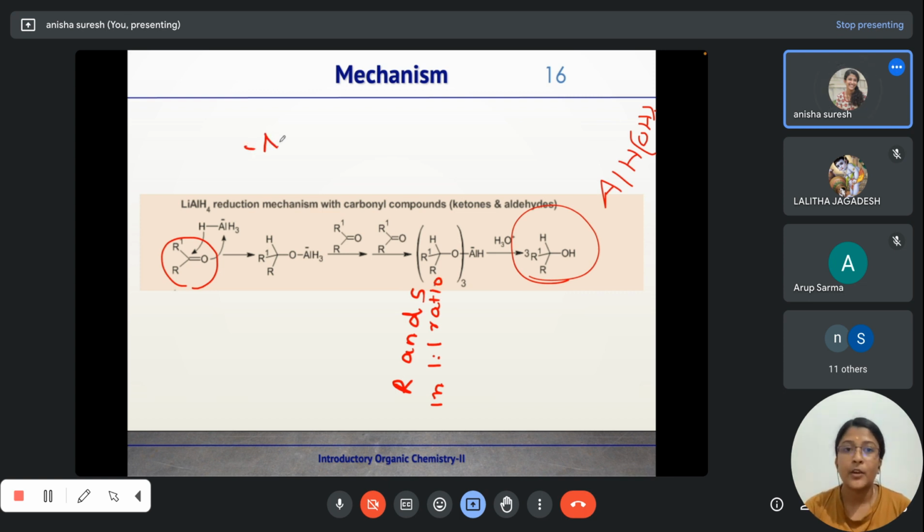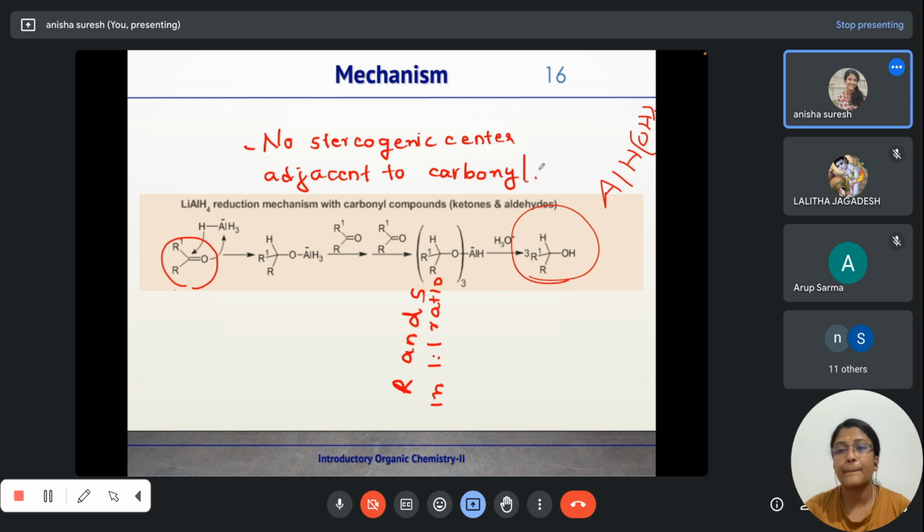One reason is no stereogenic center adjacent to the carbonyl. That is why addition can take place from both the Re face and the Si face. So it will result in both R and S products in 1:1 ratio. So the mechanism of LAH reduction is clear.